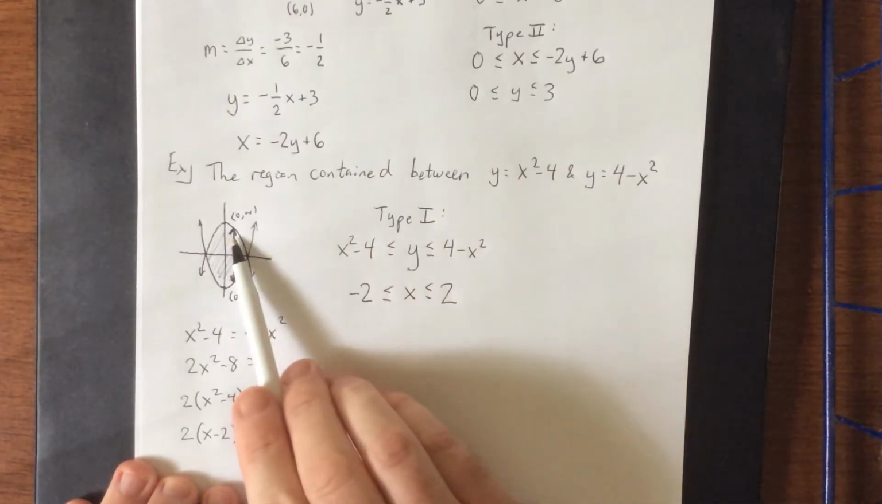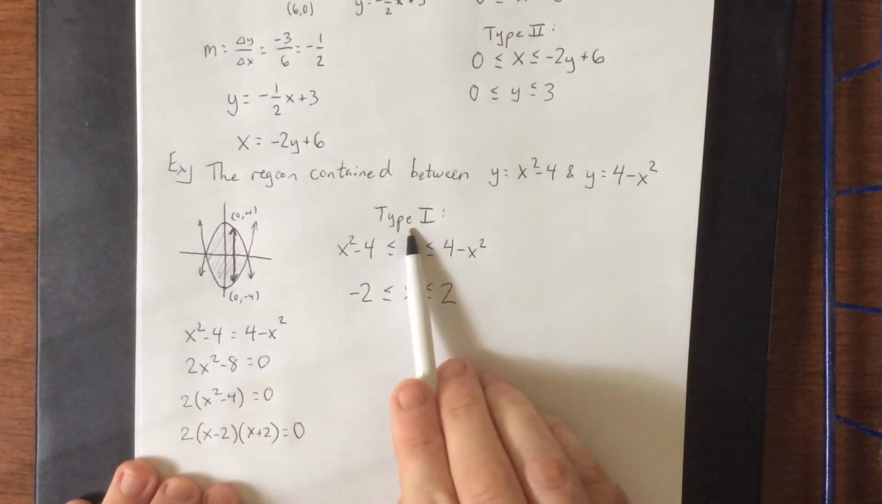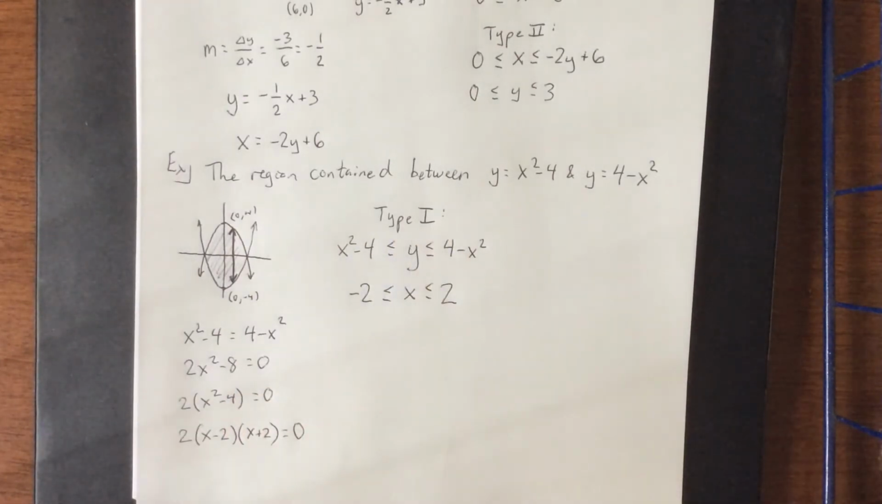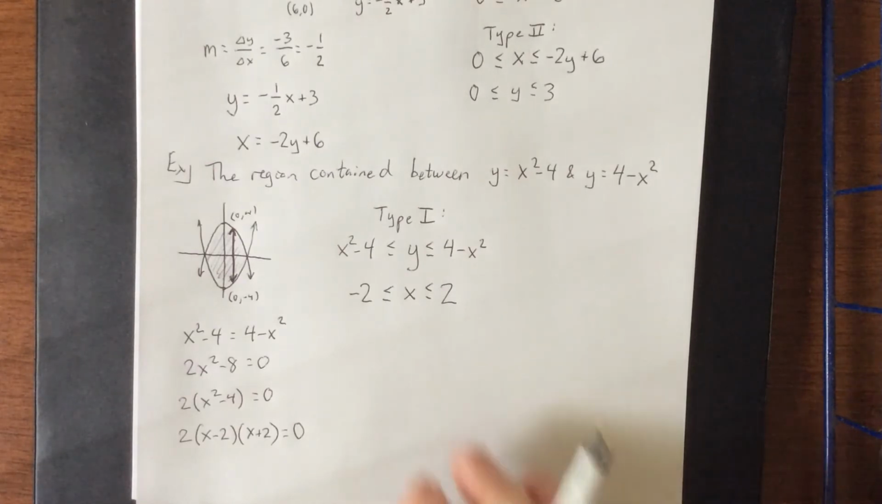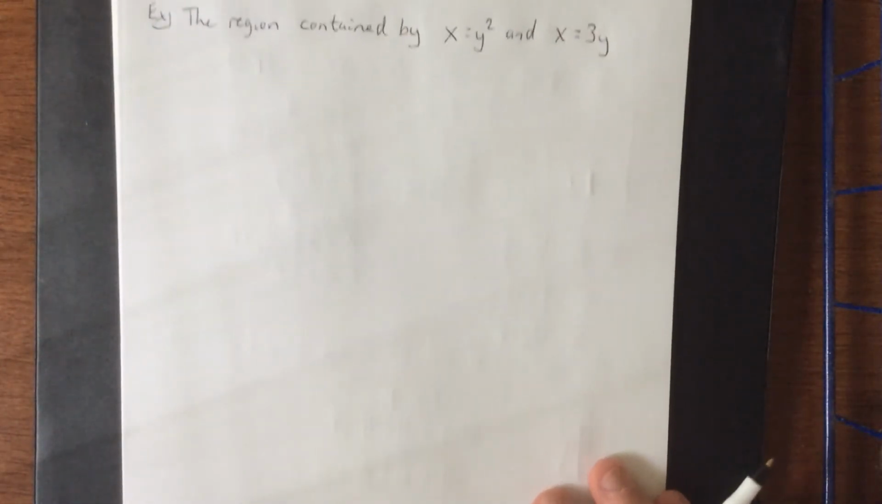This would actually have to be the union of two type 2 regions, or it can be one single type 1 region. If you're really interested in that, ask me about it during class and I'll show you how it's possible. There is one more that I wanted to talk about, and that is this one right here.